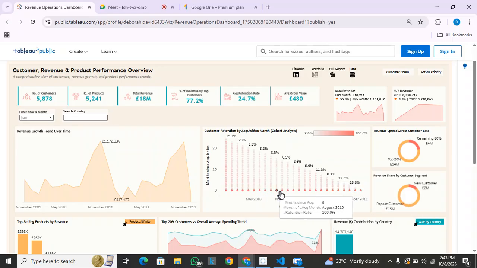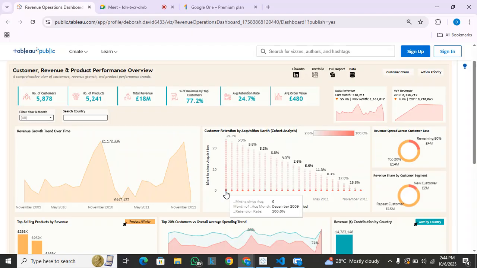This is a retention rate seen from another perspective. The x-axis shows the acquisition period. Customers were put into different cohorts based on the months they were acquired by the business. So we have up to 24 cohorts here. Each month represents a cohort.